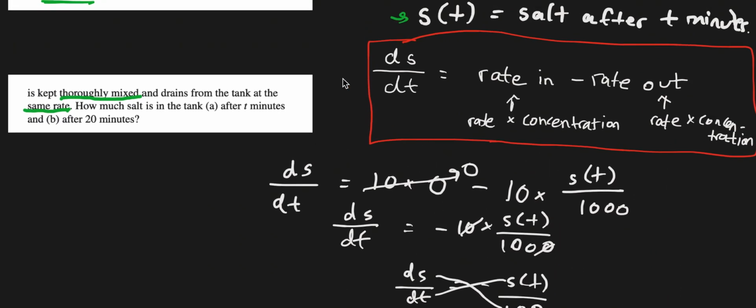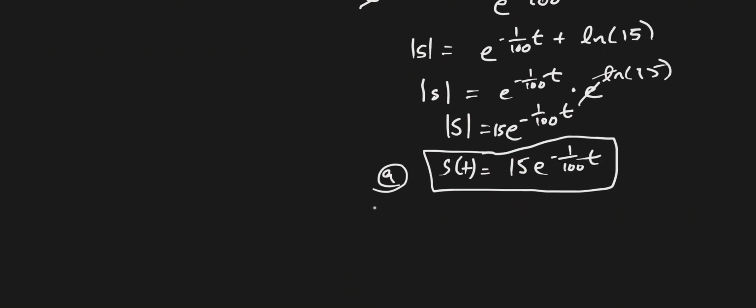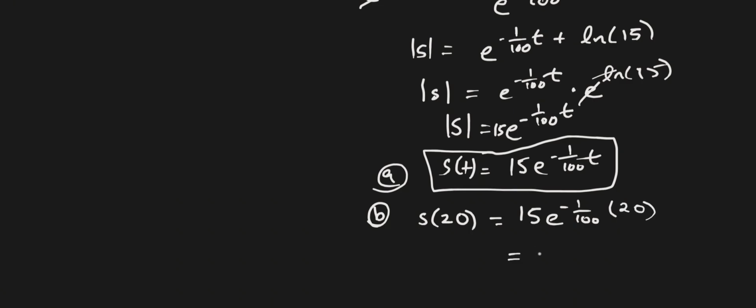Let's do part B. Let me scroll up. So we did part A, and part B is, what is it after 20 minutes? Well, this is just a simple problem, right? What is S of 20? Well, that's just going to be 15 e to the negative 1 over 100 times 20. So this is going to be equal to 15 e to the negative 1 over 5.